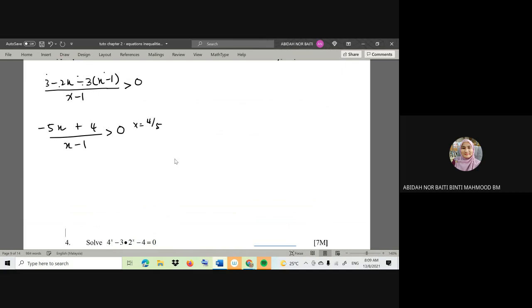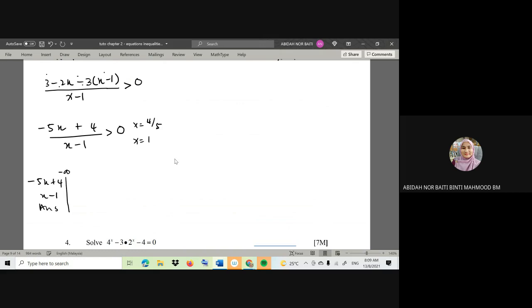Okay, 4/5. Value of x for the denominator is 1. Then we use the table of signs. Here we have two linear factors, two linear functions: negative 5x plus 4, and x minus 1, and your answer.